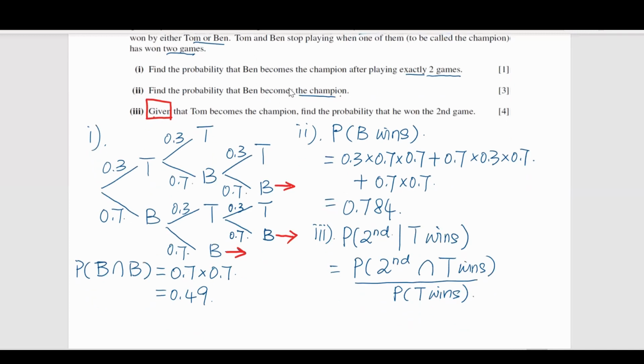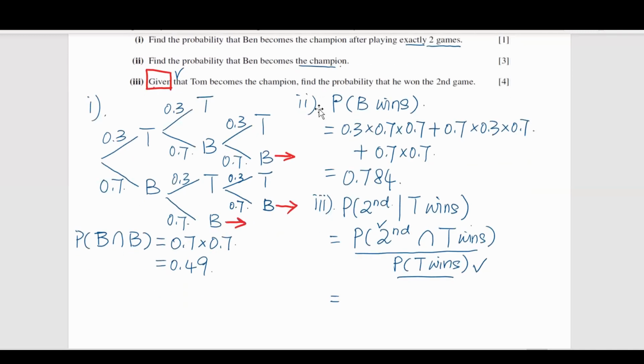So when you are told, given that Tom becomes the champion, the denominator is narrowed down to the probability that Tom wins. On top of it, what is the probability that Tom wins the second game? All right, so this is what we are trying to find. In order to find the probability, we have to use the tree diagram that we constructed in part 1, and find the probability for both the numerator and the denominator.